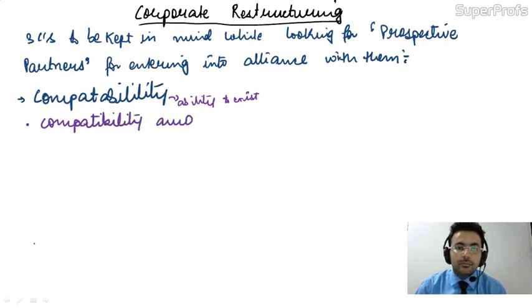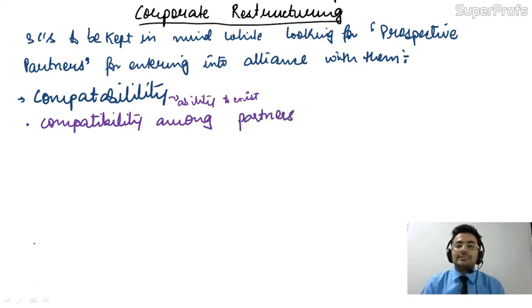Compatibility among partners. What is that? The ability to exist in that alliance, the ability to exist in that kind of restructuring among partners. So let us suppose that there are two companies.